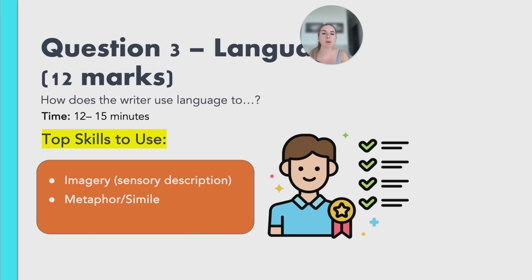Metaphors and similes. Remember, a metaphor is saying something is something else, whereas a simile is saying something is like something else. So metaphor we're saying it actually is, simile is like it's like.